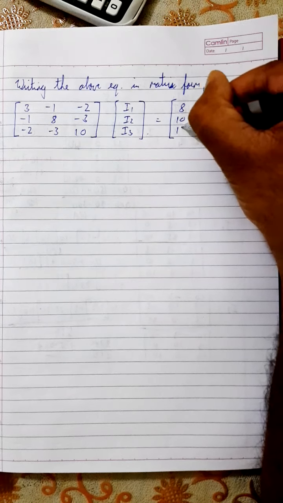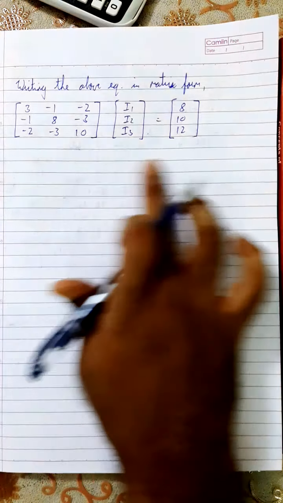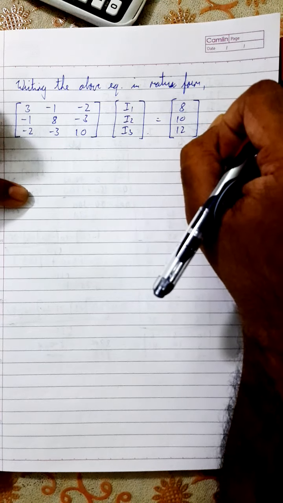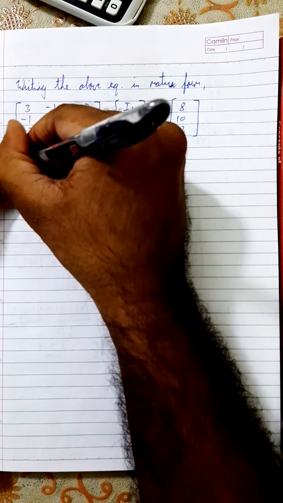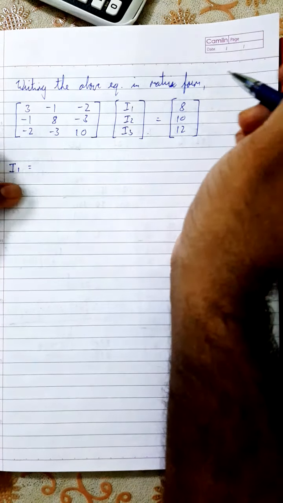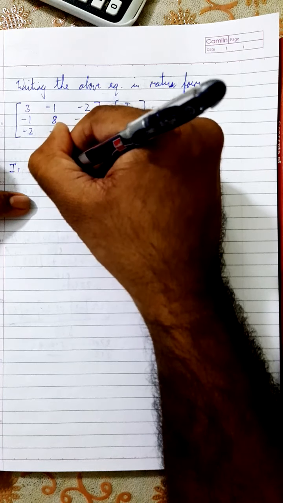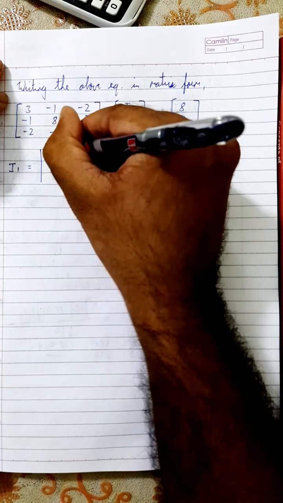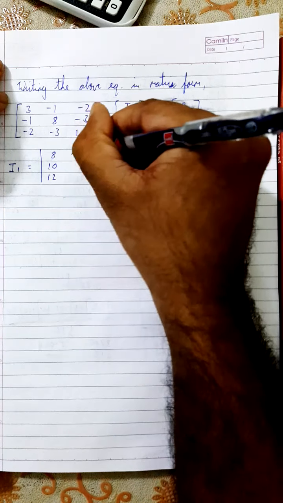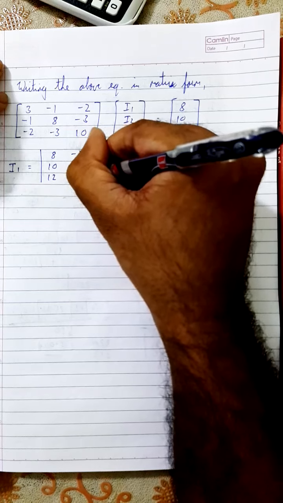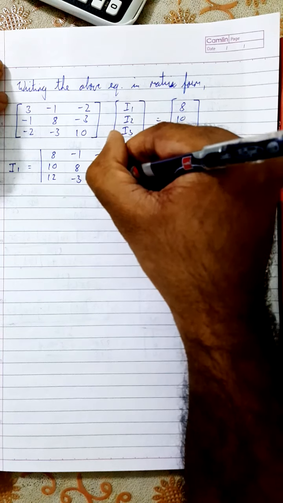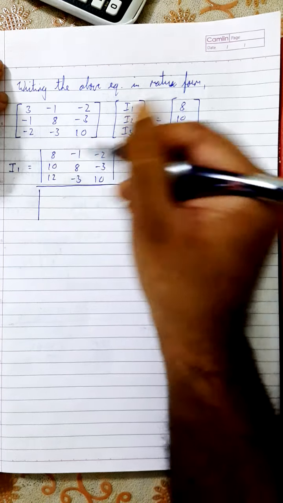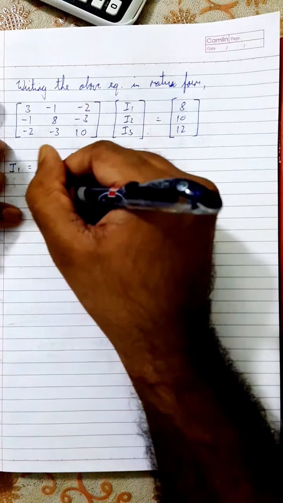8, 10, 12. Right? So now I found my matrix form. So now I'm going to find the value of I1, I2 and I3. So the value of I1 is the determinant of, and here the first column will be replaced with my voltage source column. So 8, 10, 12, the remaining will be the same, minus 1, 8, minus 3, minus 2, minus 3, 10, divide by the denominator, which will be the determinant of the coefficient matrix itself.